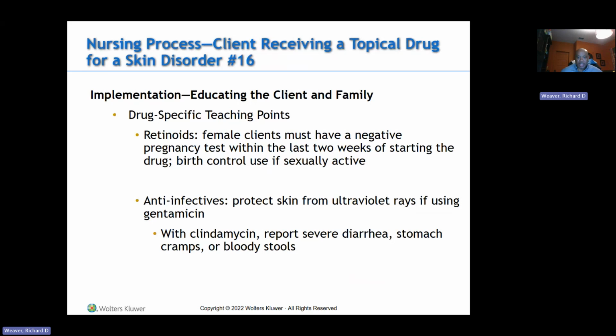All right. So remember what I said about the gentamicin. That's really going to be important. It may really end up on your test as well. And the topical clindamycin may be absorbed in sufficient amounts that even though it's topical, it may be absorbed systemically and can result in, for example, severe diarrhea, stomach pains, or cramps, and so forth. So make sure you read that.